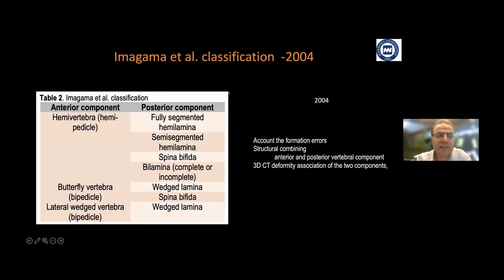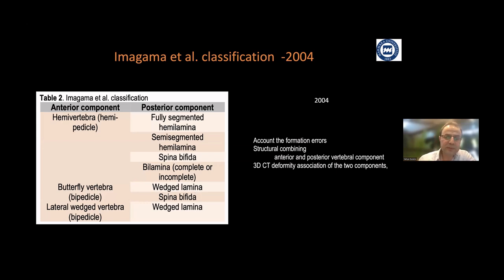So Imagine et al. wrote a new classification, and they look at the anterior component of the spine and the posterior component of the spine. In the anterior component, there is a hemivertebra, hemipedicle or butterfly vertebra, and lateral wedge vertebra. The posterior component is fully segmented hemilamina and semi-segmented hemilamina, which we can't see in the Winter classification.